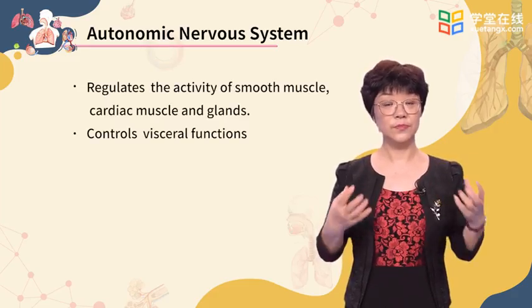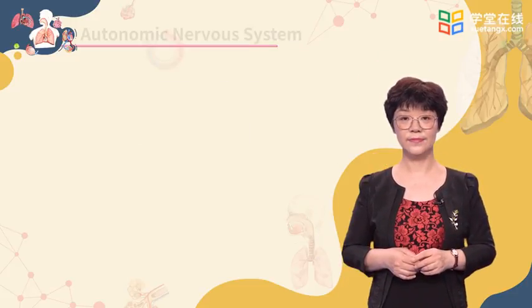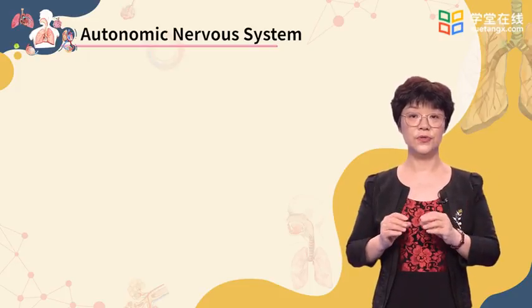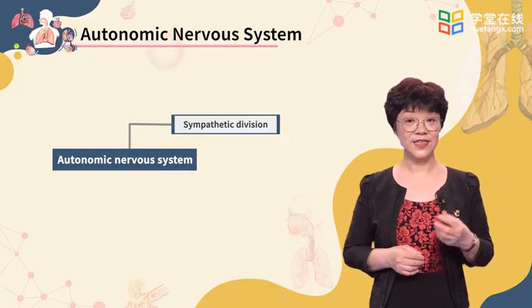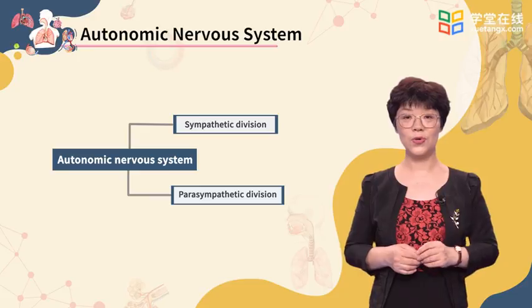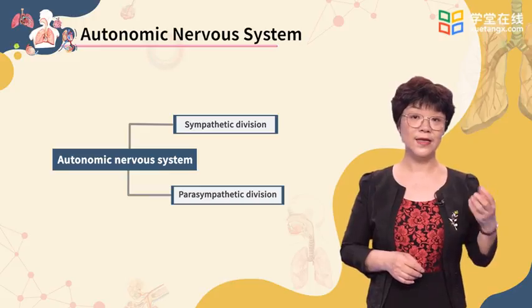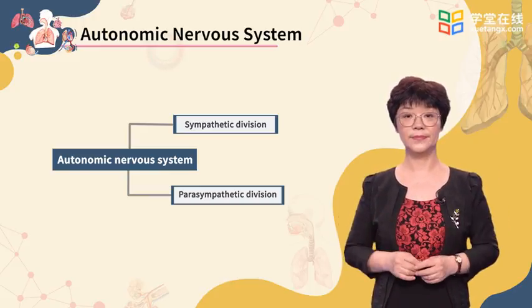Then, what is the autonomic nervous system, the ANS? Autonomic means involuntary act or control. Autonomic nervous system regulates the activity of smooth muscles, cardiac muscles, and glands. It controls visceral functions. The ANS has two functional subdivisions: the sympathetic nervous system and the parasympathetic nervous system. These two components typically work in opposition to each other. Whenever one stimulates, the other inhibits.